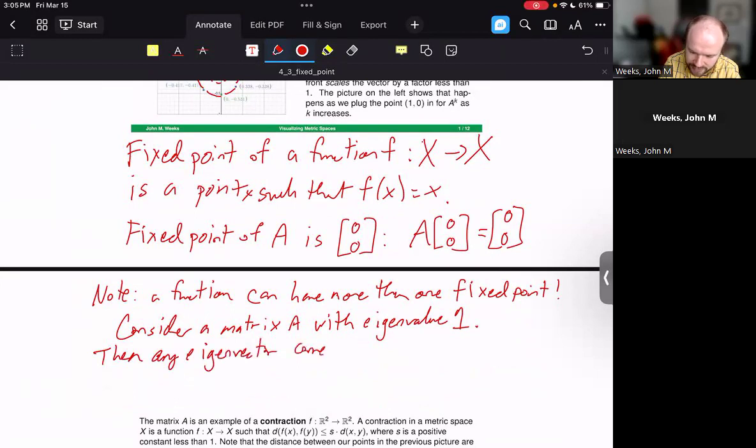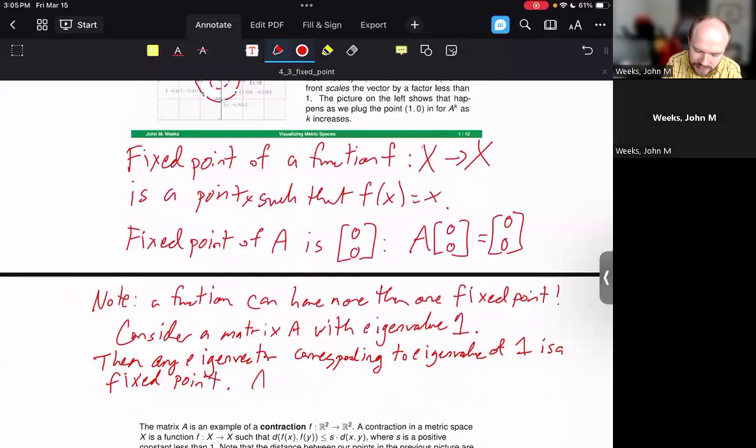corresponding to an eigenvalue of 1 is a fixed point. If you plugged in that value, you would get A times v is equal to v. And that's exactly what it means to be a fixed point.